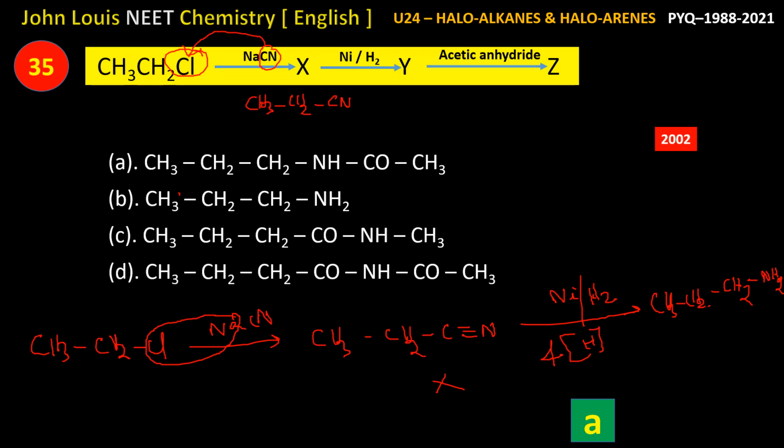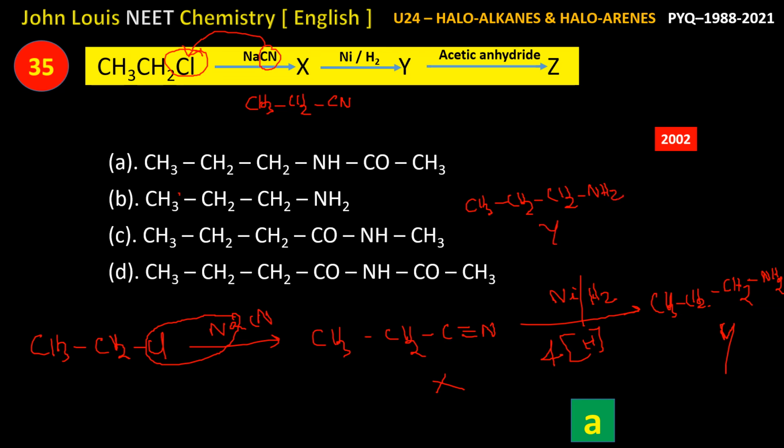Okay, now this is treated with acetic anhydride. Acetic anhydride is one of the acetylating agents. So what is compound Y we have got? We have got propylamine or aminopropane. Now you take that compound CH3CH2CH2NH2. So this is compound Y.